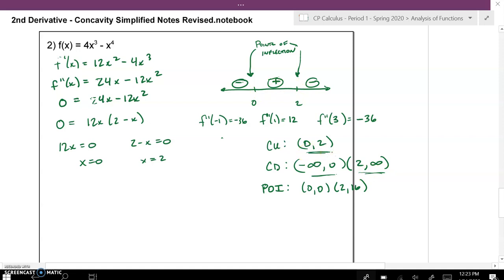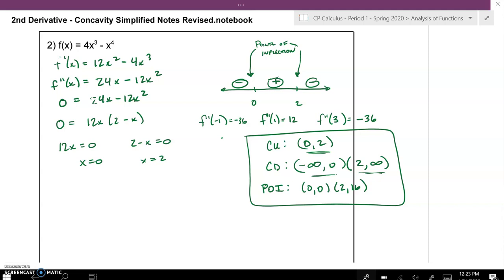My points of inflection, where it changes from concave down to concave up, and then vice versa, are at (0, 0). I got that by plugging 0 for x into the original function, and then the 2, the other point of inflection, plug that into the original function and you get 16. All right, so this is all the information I need for this. The only other thing I want to do is verify it on the graph and just make sure that what I wrote down is actually making sense.